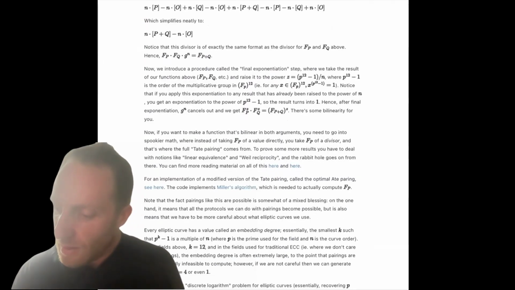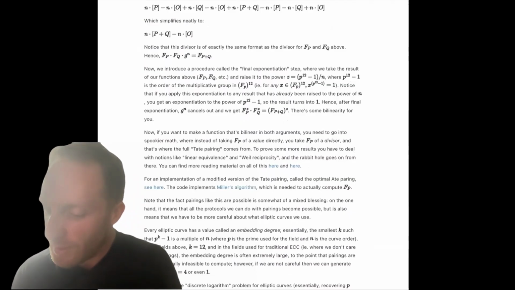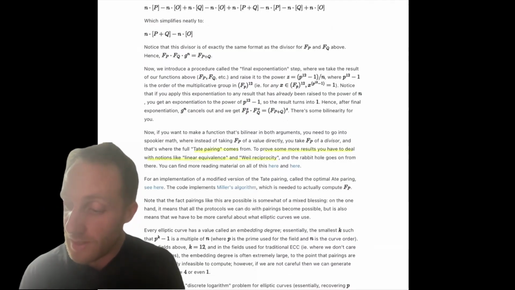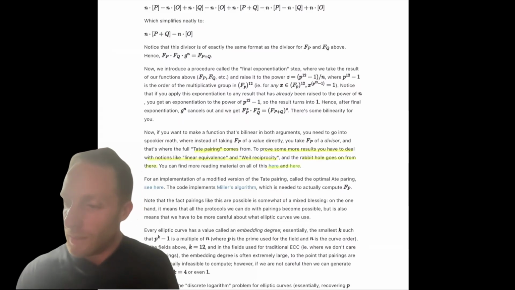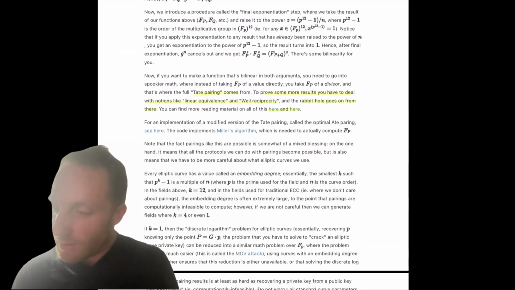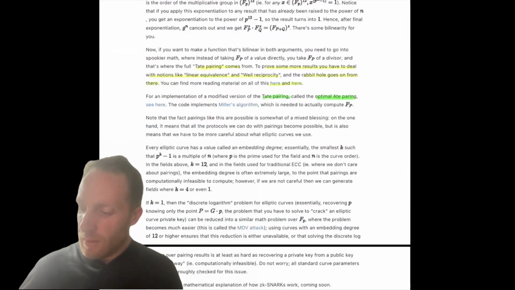Okay, so for those who want to go down the rabbit hole, he says to prove some more results, you have to deal with notions like linear equivalence, Weil reciprocity, and the rabbit hole goes on from there. So he shares these, which we'll look at at some point. And here is the optimal ate pairing. This is the thing that I was saying. There's a modified version of this Tate pairing, which is called the optimal ate pairing, which I'm assuming is optimal because I believe that's what I've seen implemented everywhere, in arkworks or gnark.